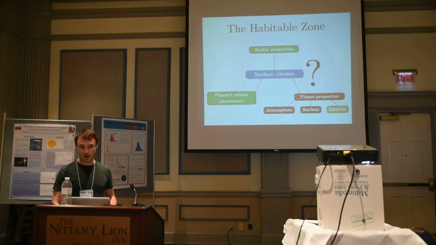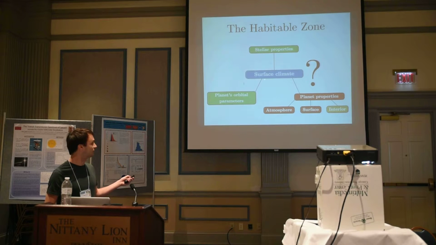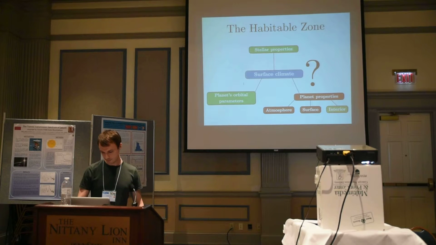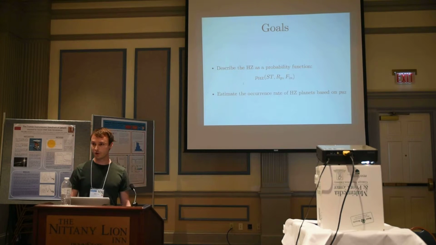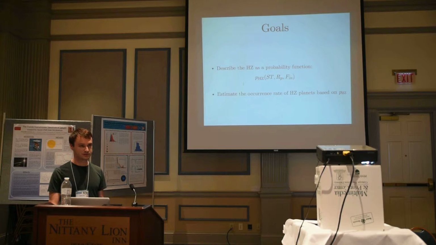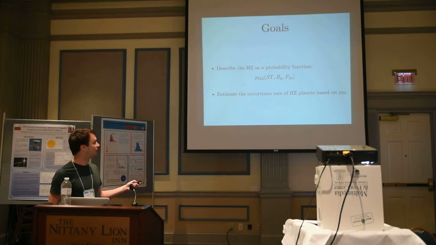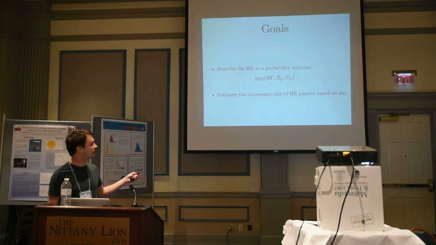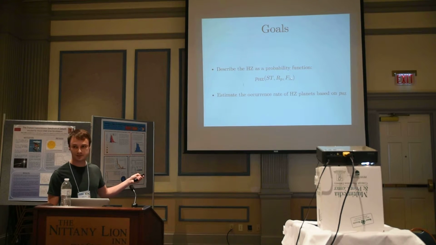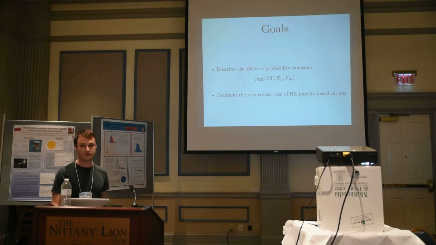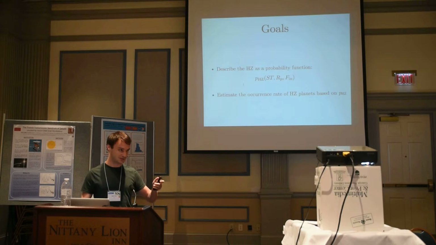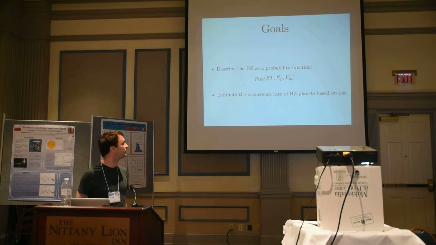So the question I really want to answer is, what can we tell about the surface climate if we know so little about the planet properties? And the way I do that is the following. I want to describe the habitable zone as a probability function. What is the probability that an exoplanet has liquid water on its surface, given the stellar type, the planet radius, and the incoming stellar flux? And I use here the planet radius because I'm interested in transiting planets. If you want to work on radial velocity planets, you can use the planet mass in here.